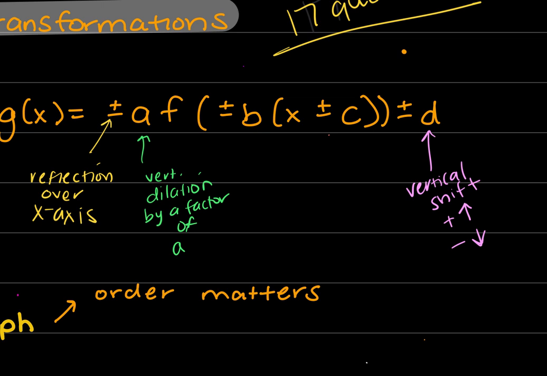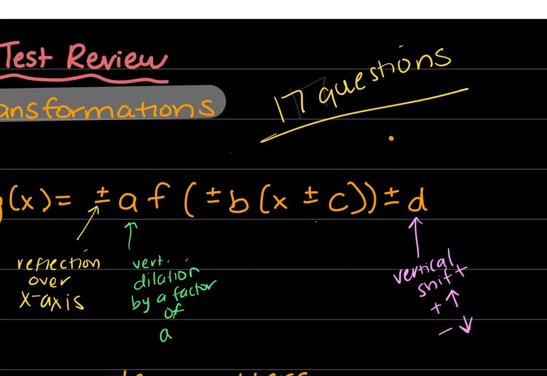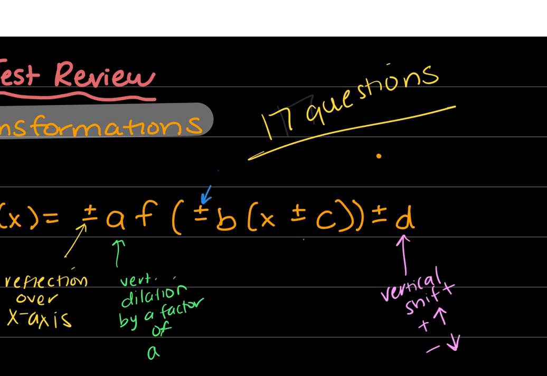Which also means it would affect what? Domain or range? Range, good. If I have a T-chart, I'm going to change the y's, right? All the output stuff. Okay, now let's go inside the parentheses. The plus or minus on the front of the B is what? Good. Reflection over the y-axis, which would actually change the x values, but it's a reflection over the y.